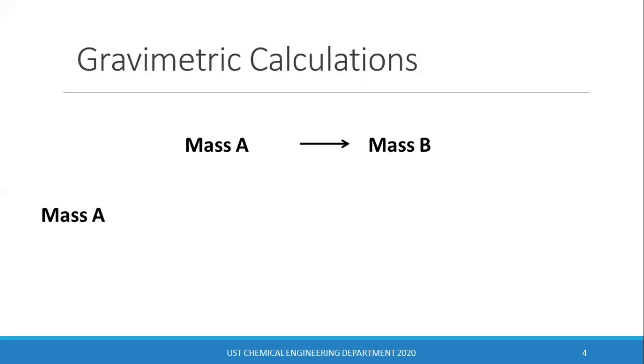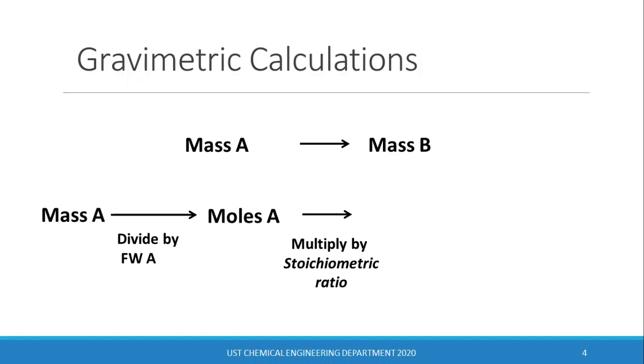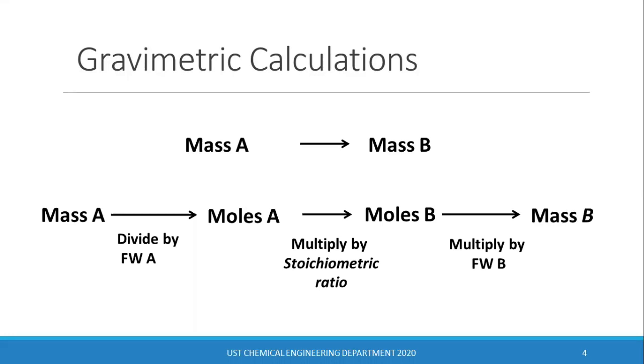Recalling the steps, first, mass of A is divided by its formula weight to get the moles of A. Then it will be multiplied by the stoichiometric ratio of the substances involved to get the moles of B. This ratio will come from the balanced chemical reaction. Then it will be multiplied to the formula weight of B to get the mass of B. This set of steps can be easily remembered if you recall the rule, kailangan nagka-cancel ang units. It is again emphasized in this lecture video that units are important in calculations.